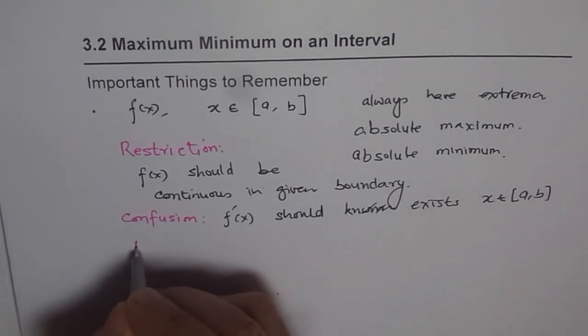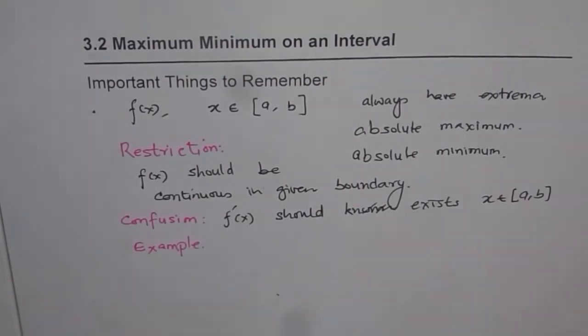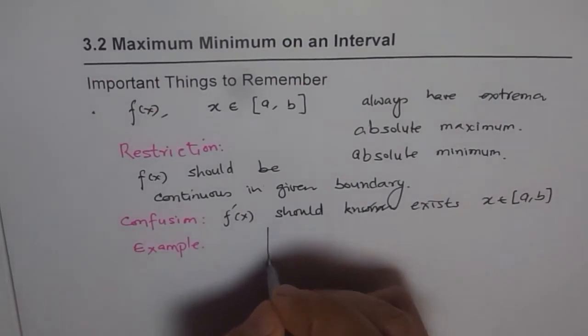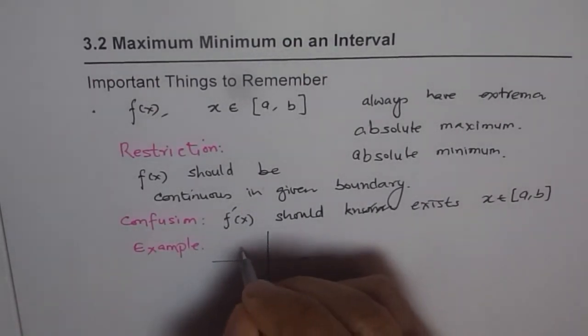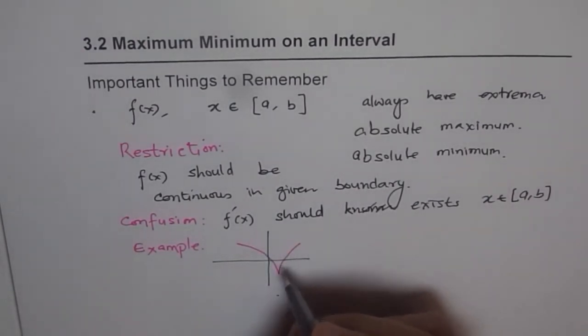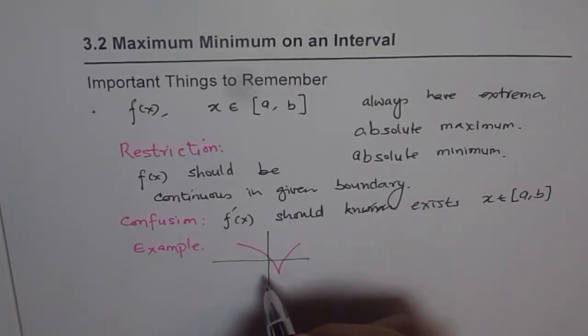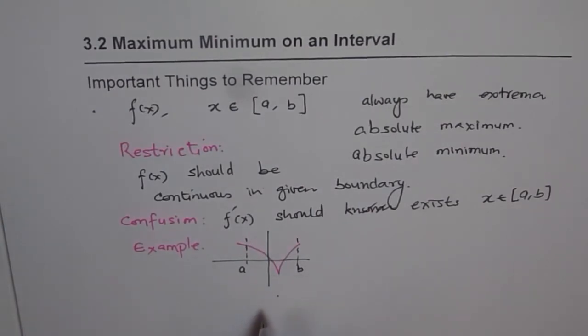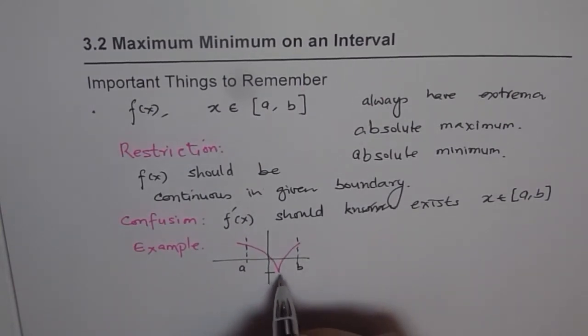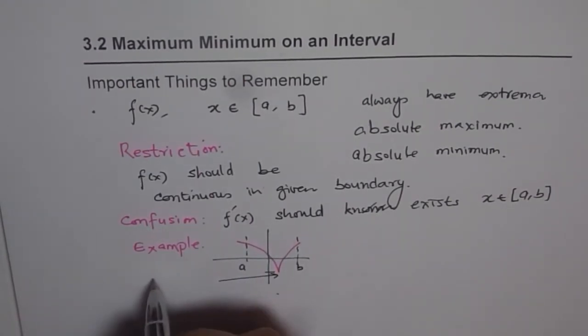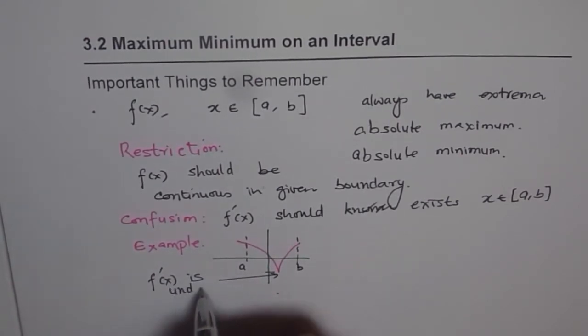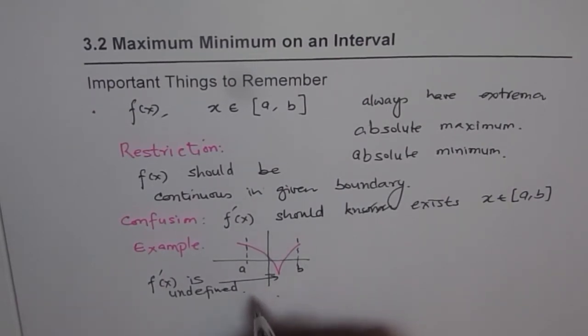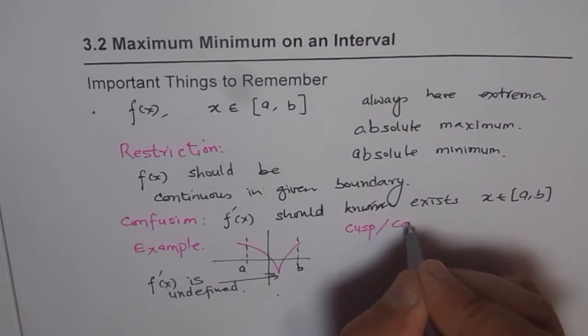Let me give you an example. I can give you a lot of examples here, but let me give you some very simple examples, and one graphic will make things very simple. For example, let me have a function like this, right? This is kind of x to the power of 2 over 3 transformed. Now, if I restrict the domain of this function within the interval a to b, let's say this is my a and this is my point b, then within this domain I do have a minimum, at a value where f dash x is undefined. Do you see that? This point here is a point where f dash x is undefined. Any cusp or corner, do you see that? So we are dealing with cusp or corner.